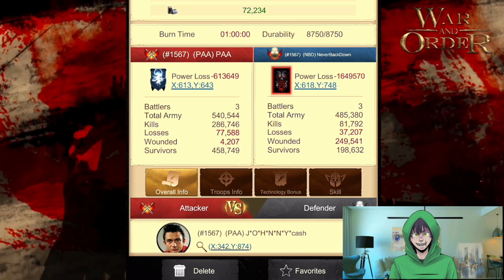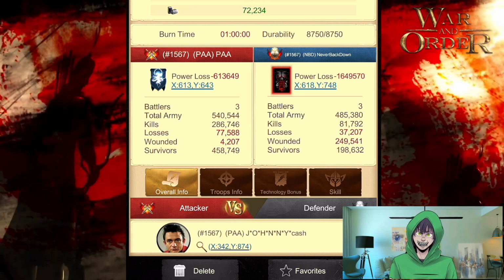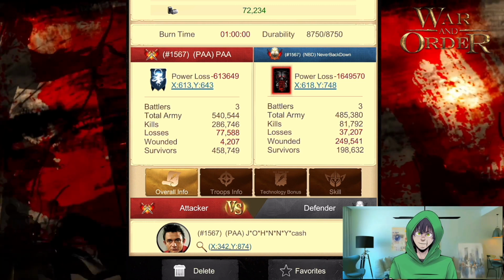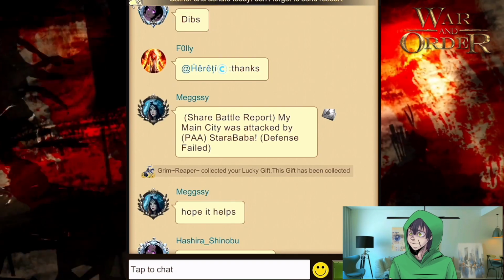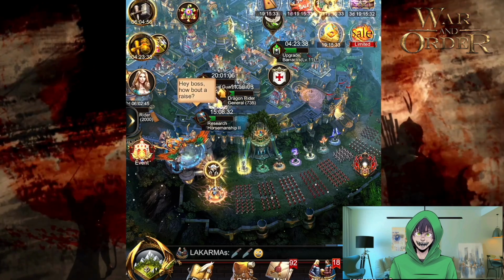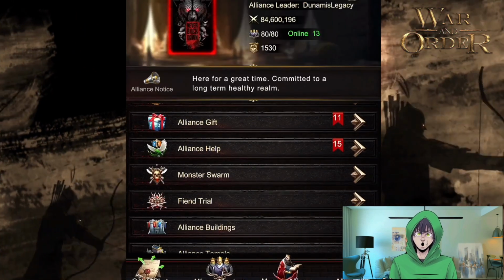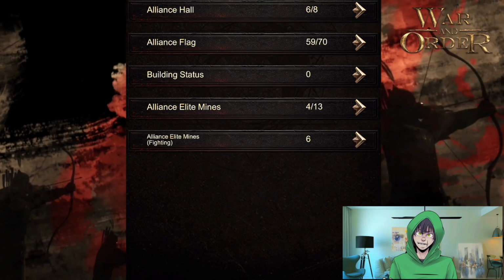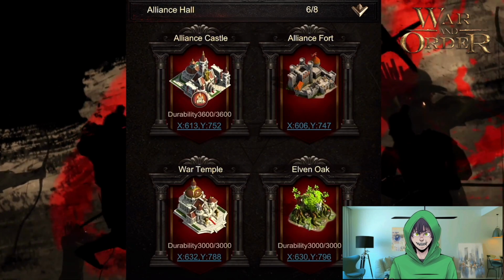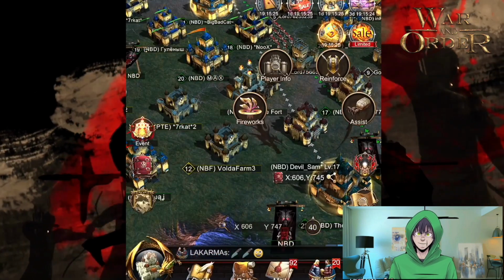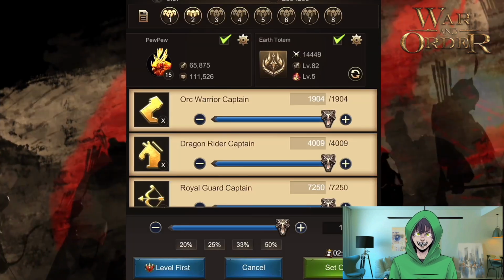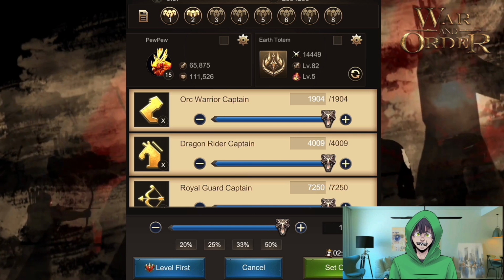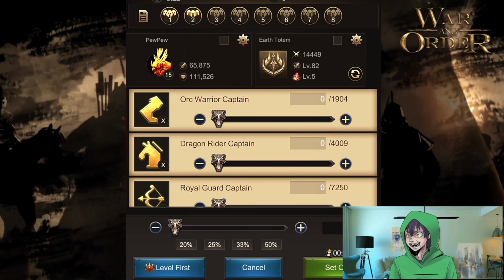But if you want to keep the chatter down, if you want to keep people from calling you out on World Chat, the thing to do would be to go here to Alliance, go over to Alliance Buildings, go to Alliance Hall, Alliance Fort. If I can click it, reinforce it. And this is the way that I do it. Uncheck these guys right here. I set this down to 0%.